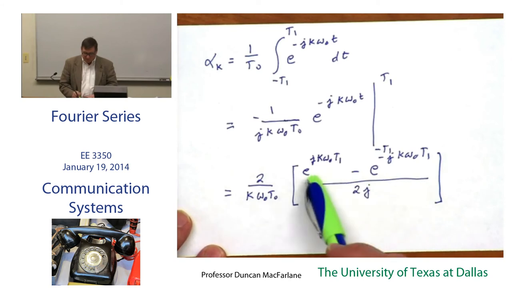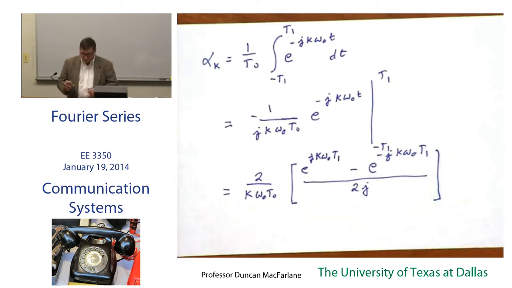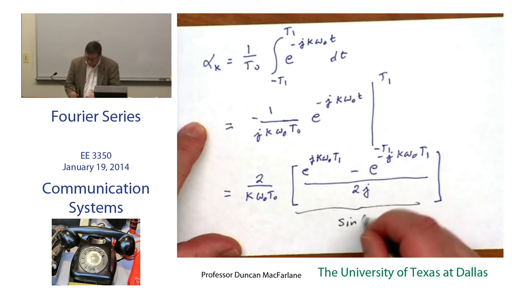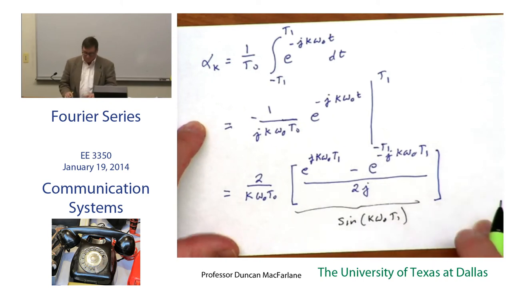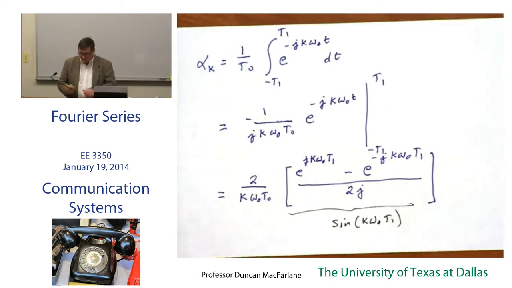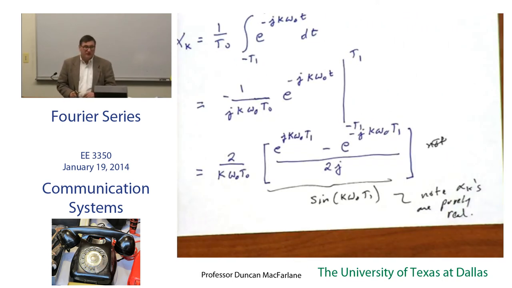That 2j is really nice because here I have an e to the j something minus e to the minus j something over 2j. And this guy here is the sine of k omega naught t1. Okay. As soon as I do that, what have I done to the square root of minus 1? It's just gone away. And so my alpha sub k's are purely real.